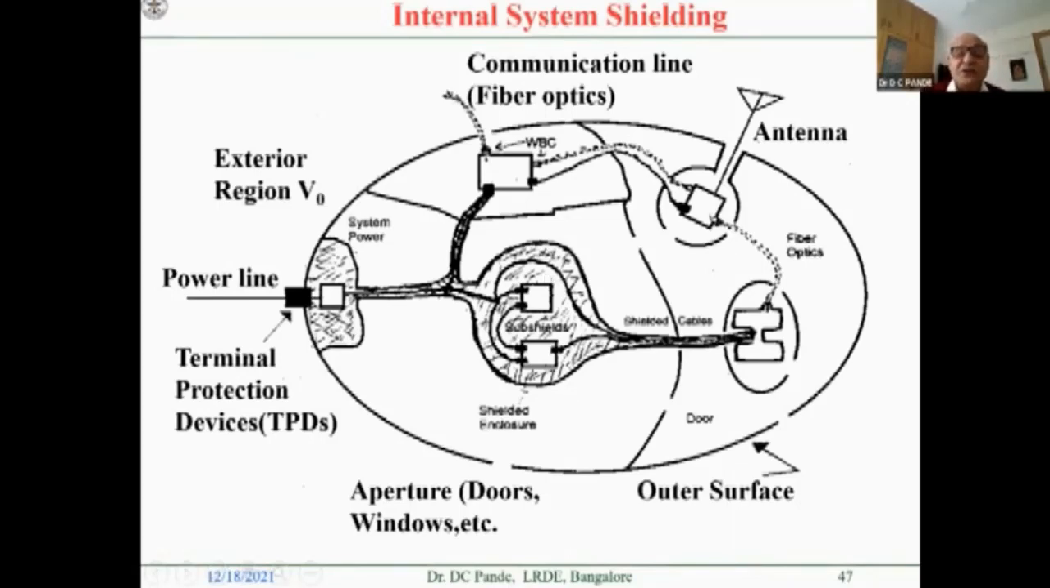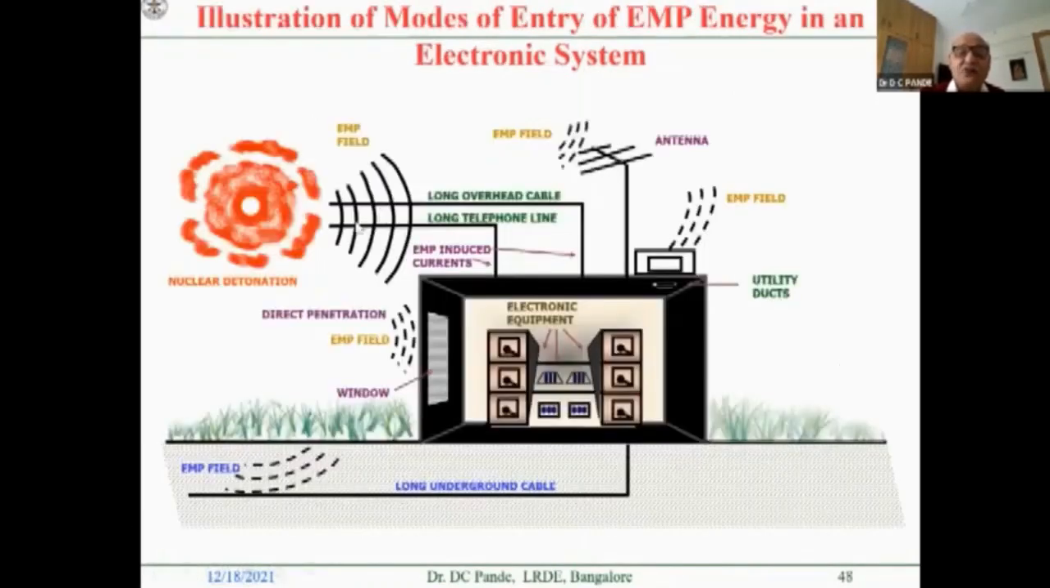I will show you, suppose this is a communication facility. I have long power overhead lines. I have the telephone line. I have the underground cables which are coming to it. I have certain antennas. And I have the ventilation panels. I have some opening ducts and other things. So in this particular case, this is the way we have to provide the protection.